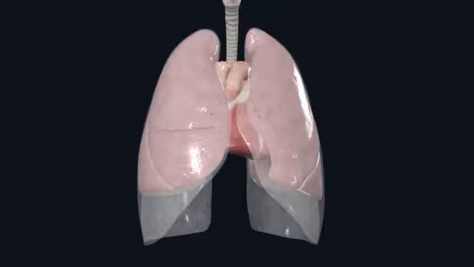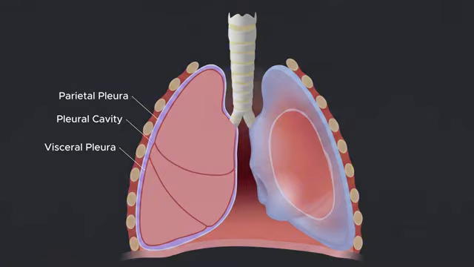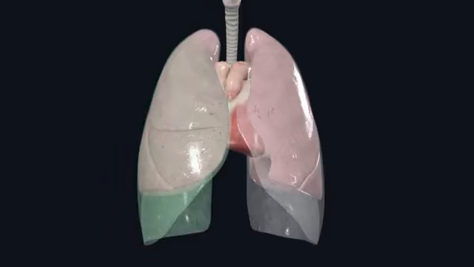Each lung is covered by a double-layered membrane called the pleura. The inner layer that attaches directly to the surface of the lung is called the visceral pleura, and the outer layer is called the parietal pleura. Between these two layers, there is a narrow space called the pleural cavity. A fluid is present inside this cavity called the pleural fluid.